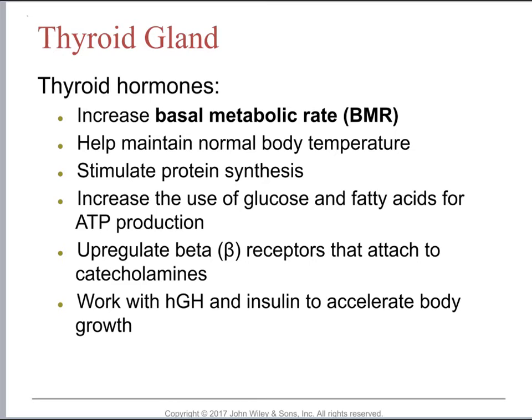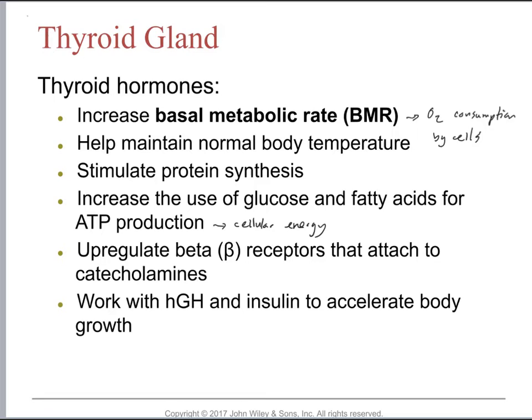Once it's in the blood, what is the target of these cells? What do they do? So thyroid hormones, specifically T3 and T4, are going to increase basal metabolic rate. And they do this by monitoring oxygen consumption by cells. So this is going to serve a couple of avenues. It's going to help to maintain normal body temperature. It's going to help stimulate protein synthesis for repair and growth. It's going to increase the use of glucose and fatty acids for ATP production. So this is cellular energy.